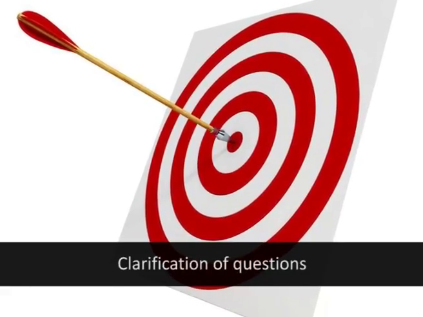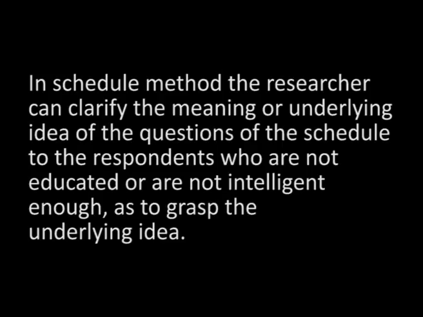Clarification of questions. In schedule method, the researcher can clarify the meaning or underlying idea of the questions of the schedule to the respondents who are not educated or are not intelligent enough to grasp the underlying idea. That is why schedule method can be used even when the respondents are illiterate or have lower IQ. In questionnaire method, there is no such possibility.